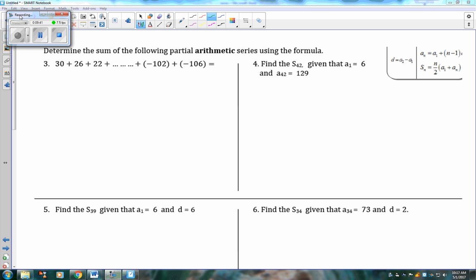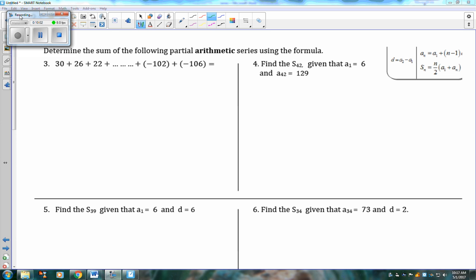Alright, so the next one says determine the sum of the following partial arithmetic series using the formulas. What do you know is different about this one? The common difference is negative, so it's decreasing. So let's check to see if I have everything I need.